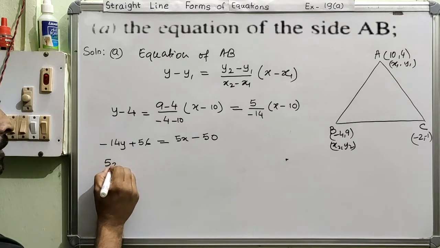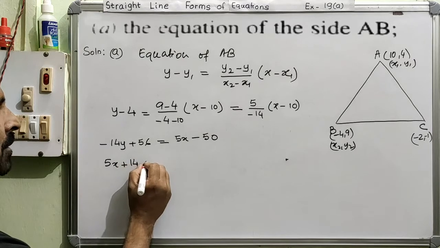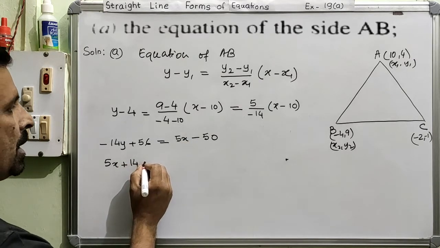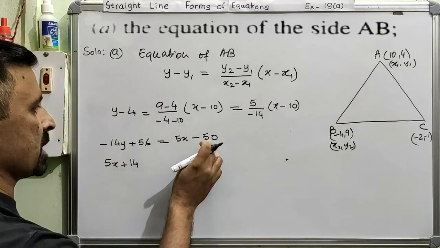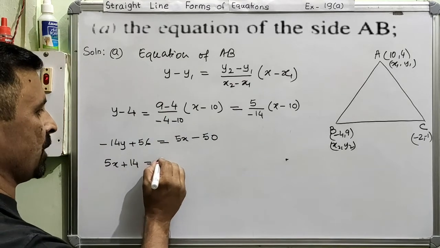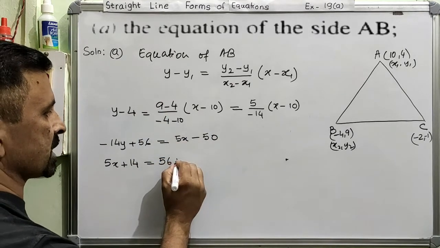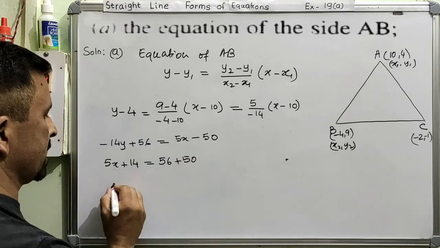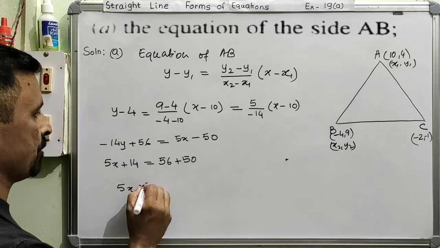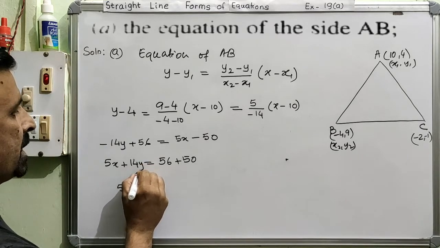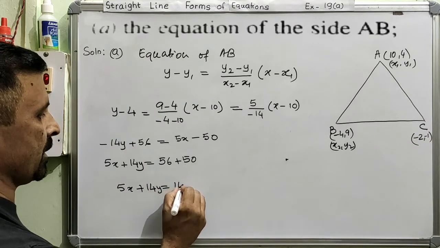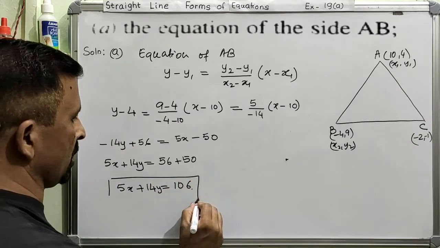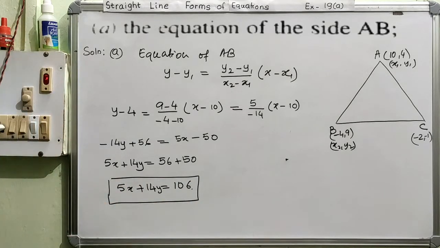You can write all the terms on one side, it depends on you. I'm going to send this to the other side. So 56 we have already on this side, and this 50 comes to this side, so this becomes equal to 106. So this is 5x plus 14y is equal to 106, and this is the equation of your line AB. Is it very clear? So it's very simple.